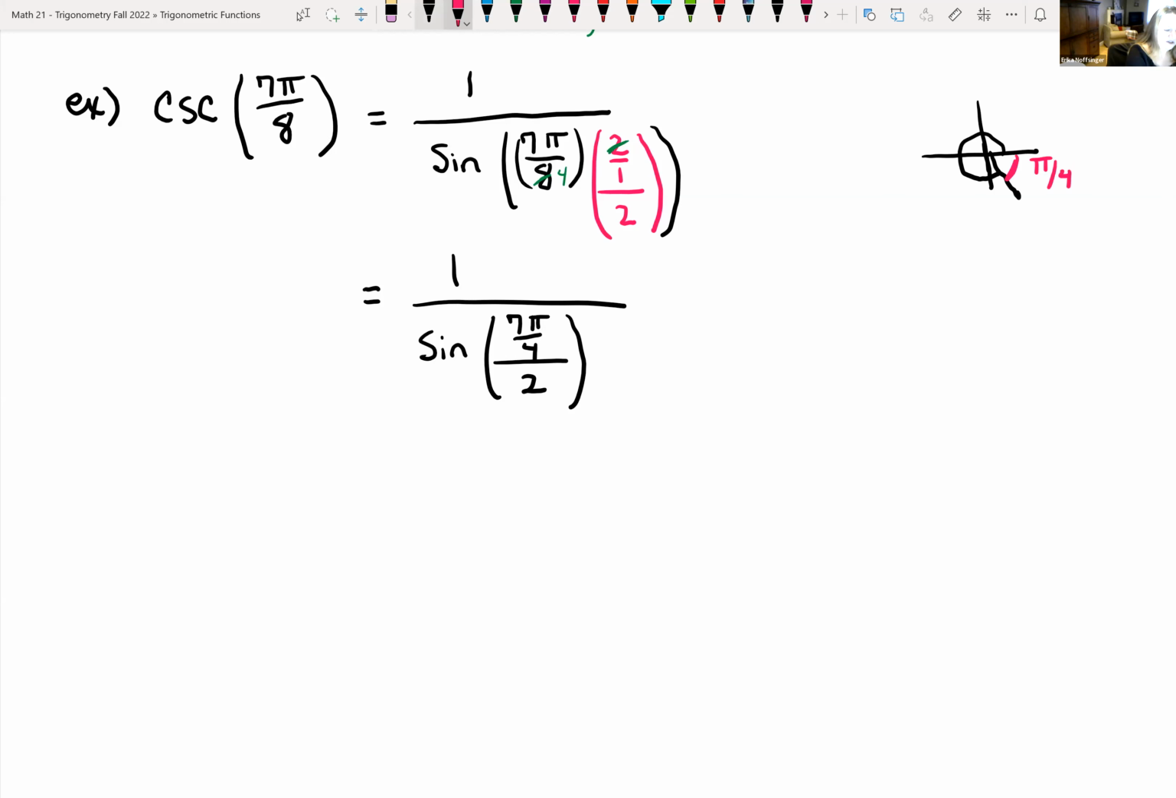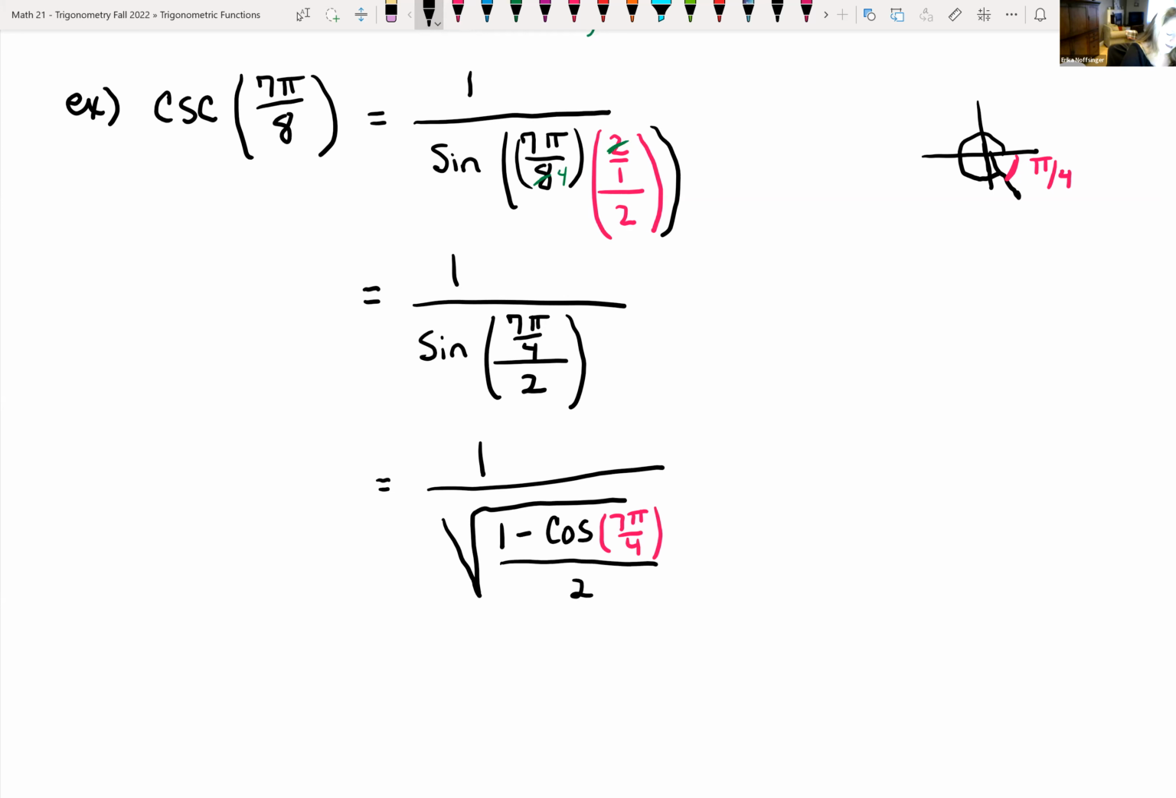So now let's use the formula for sine in the half angle. So we have 1 all over the square root of 1 minus, because it's sine, cosine of my angle, actually, it's 7 pi fourths, all over 2. I forgot that plus or minus there. So let's put plus or minus.